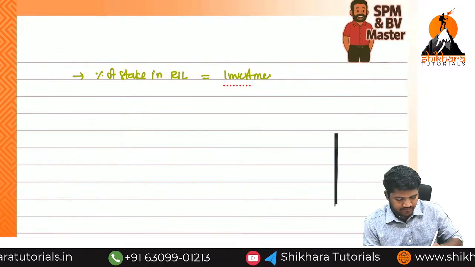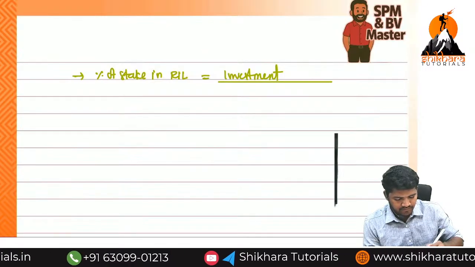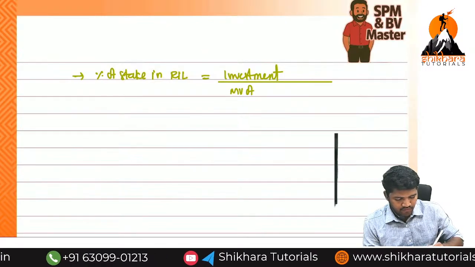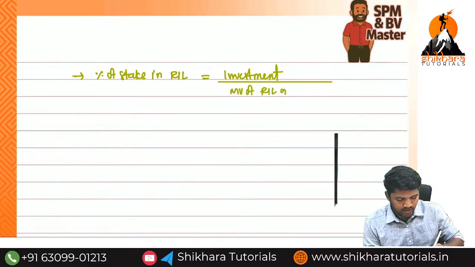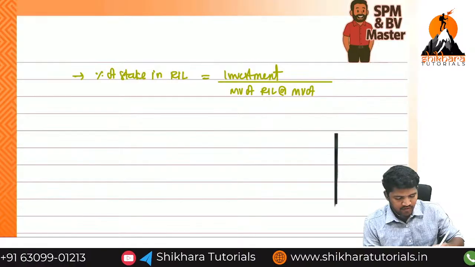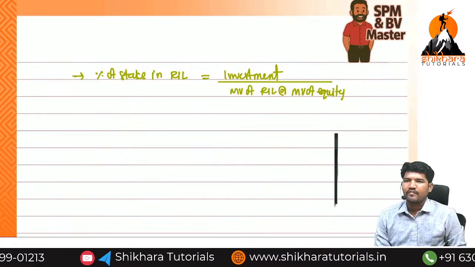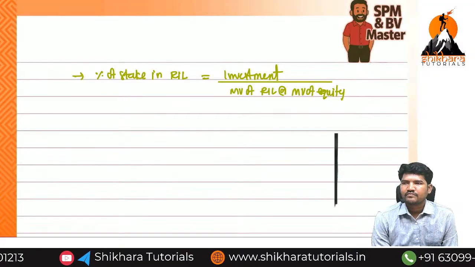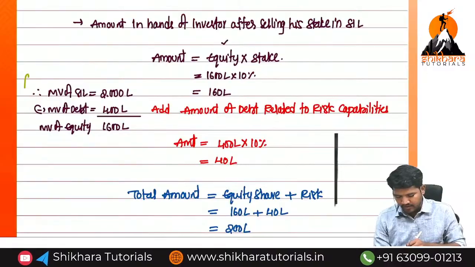Investment divided by market value of firm, market value of RIL, or market value of equity. Can I use both alternatively? Why? Because it is an unlevered firm. Guys, clear? But when it comes to here, if you use that logic here, it is a wrong answer.